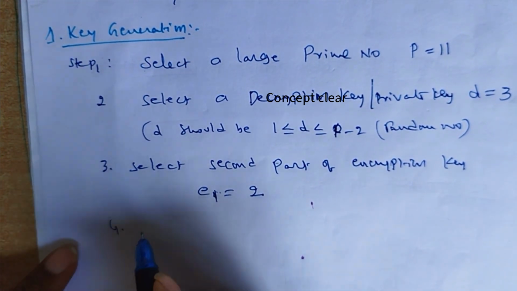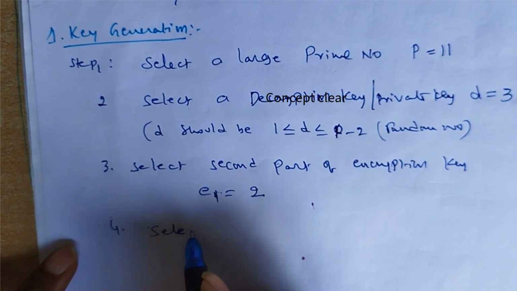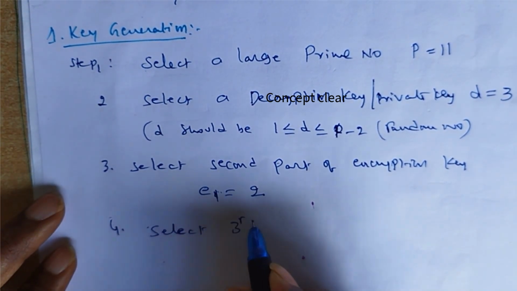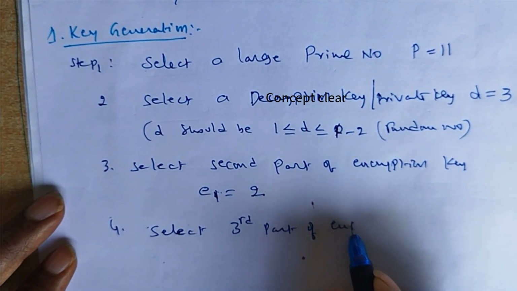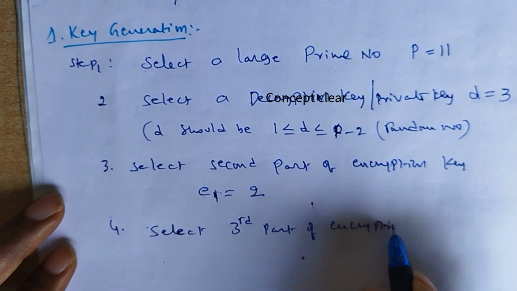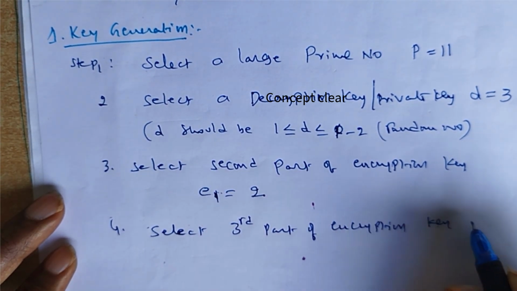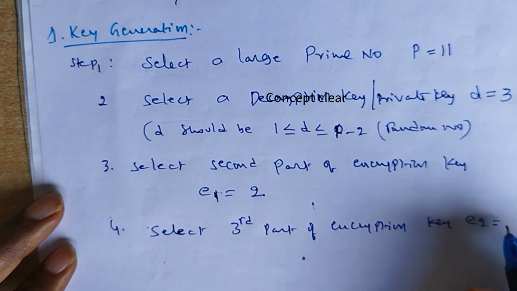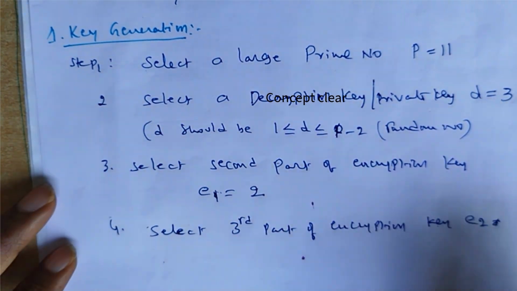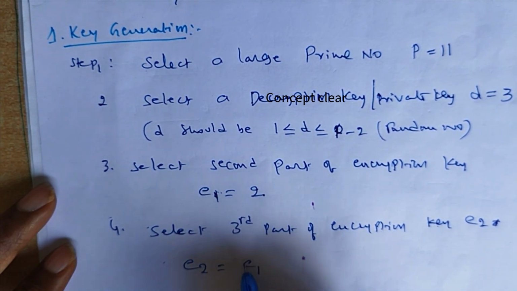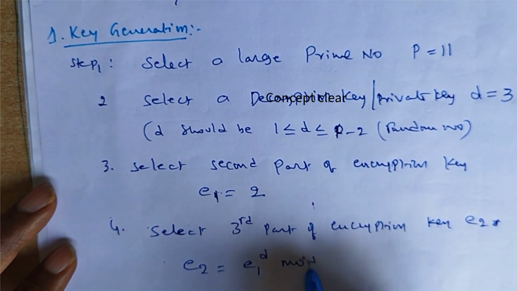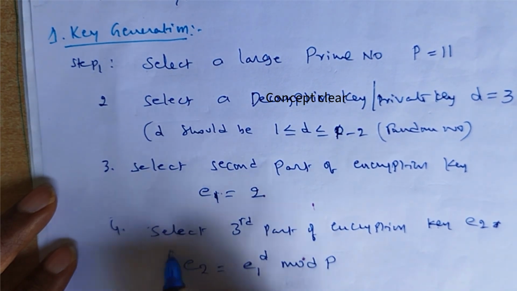And what is the fourth step? In the fourth step we have to select the third part of the encryption key, E2. Here to find E2 we have a formula. E2 equals E1 power D mod P. This is the formula for E2.